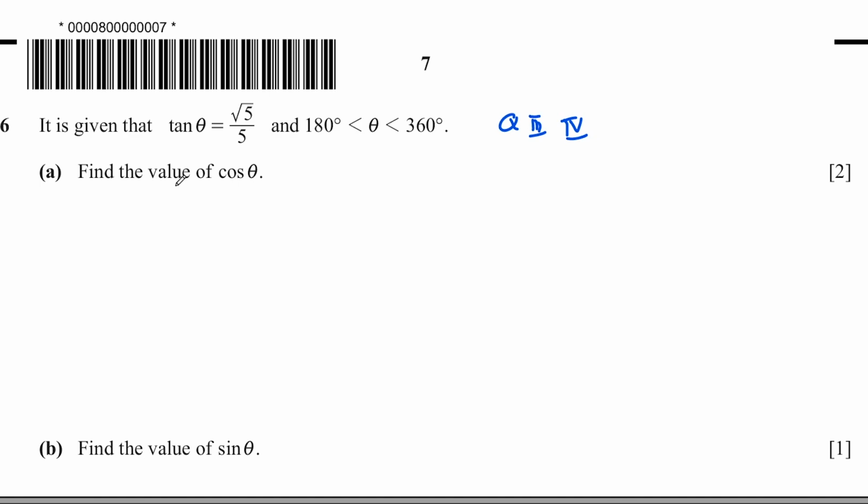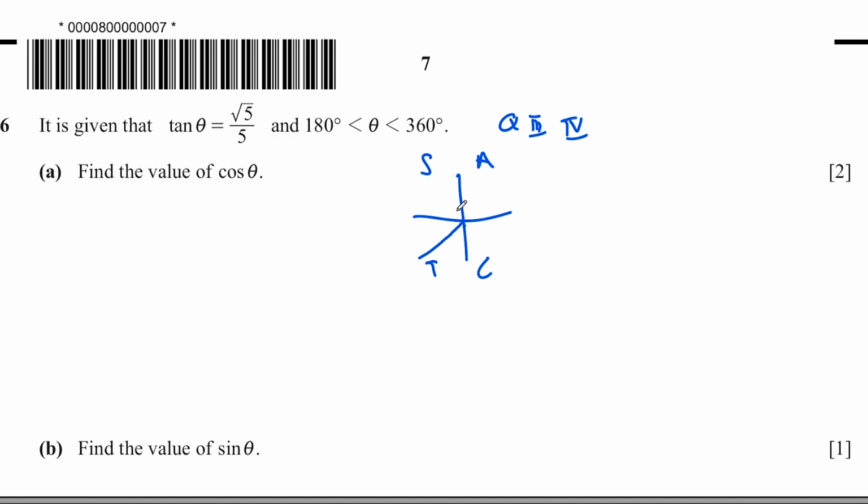Find the value of cosine theta. Okay, so let's try and draw what this looks like. ASTC, right? We have 4 quadrants, and we are only existing in these 2 quadrants. And for this particular ratio, it's positive. So it can only exist in the third quadrant.